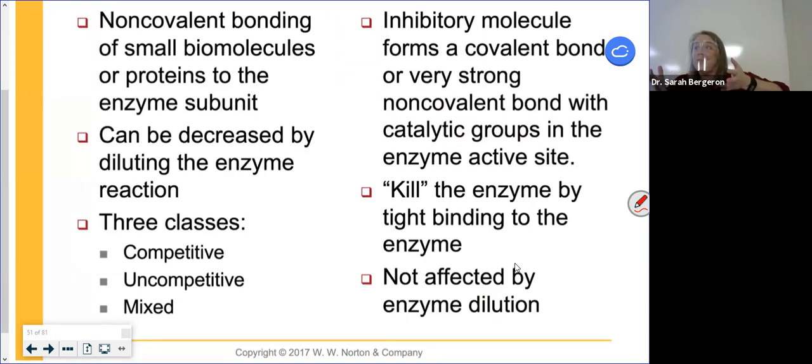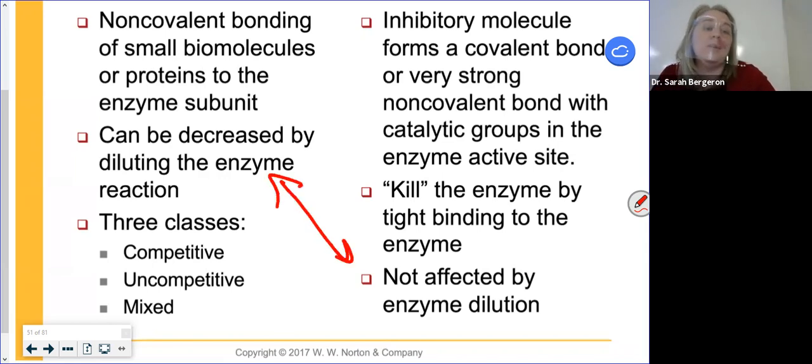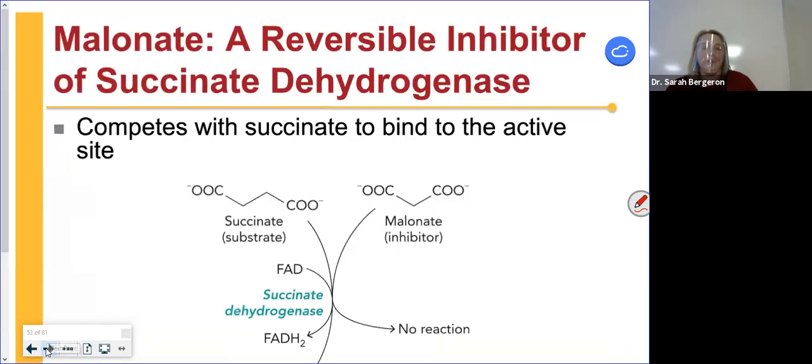What happens if we dilute it? If I add more water? Nothing. It's a covalent modification. It's stuck, right? So make sure you know the difference between the two and why dilution can change the efficiency of one and not the efficiency of the other.